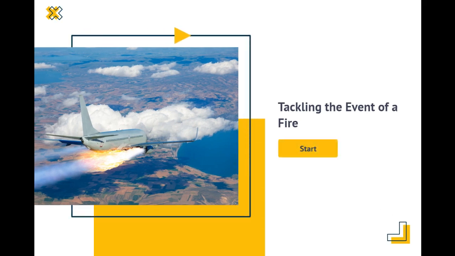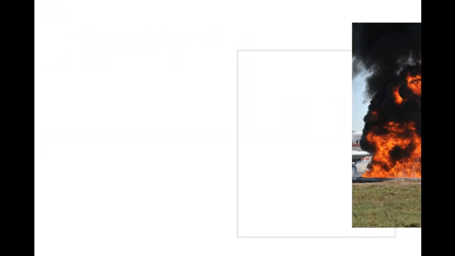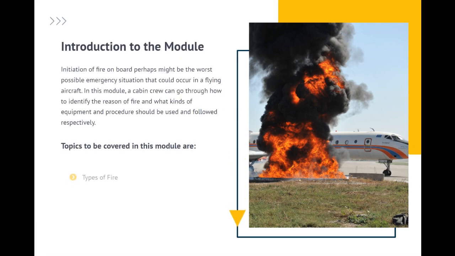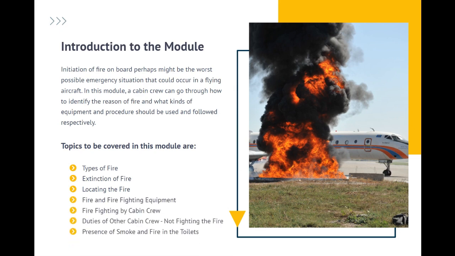Tackling the event of a fire. Introduction to the module. Initiation of fire on board perhaps might be the worst possible emergency situation that could occur in a flying aircraft. In this module, a cabin crew can go through how to identify the reason of fire and what kinds of equipment and procedures should be used and followed respectively.